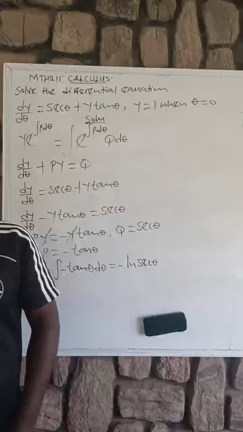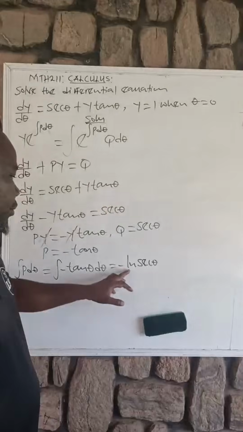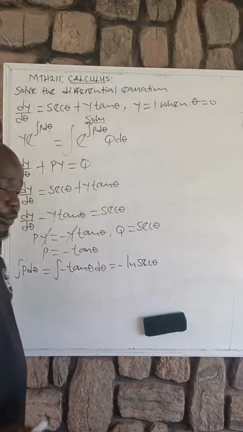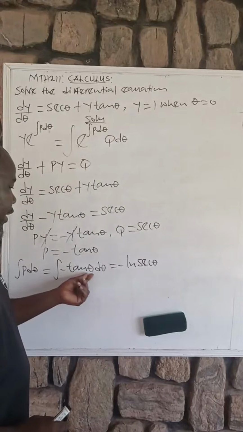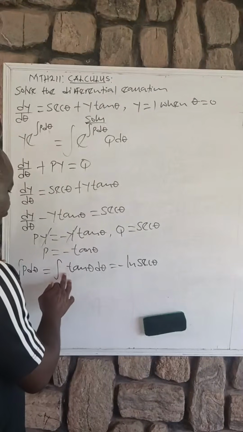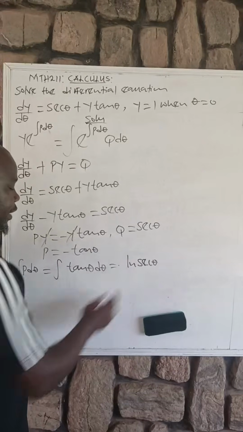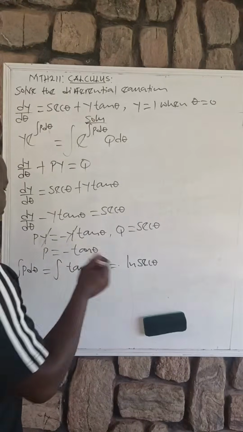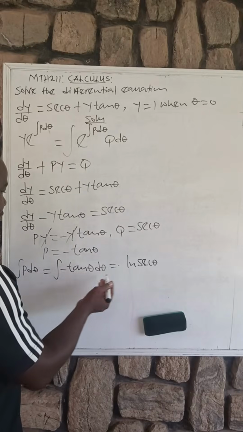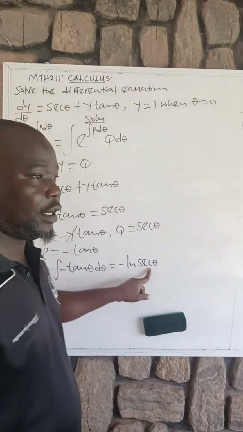Minus ln sec theta because of the negative sign. Is that clear? So that is how, if you integrate tan theta, you are going to have ln sec theta. But supposing there is no minus here, if you integrate tan theta d theta, you are supposed to have ln sec theta. Take note. Is that clear? But for the fact that there is minus here, it will be minus ln sec theta.